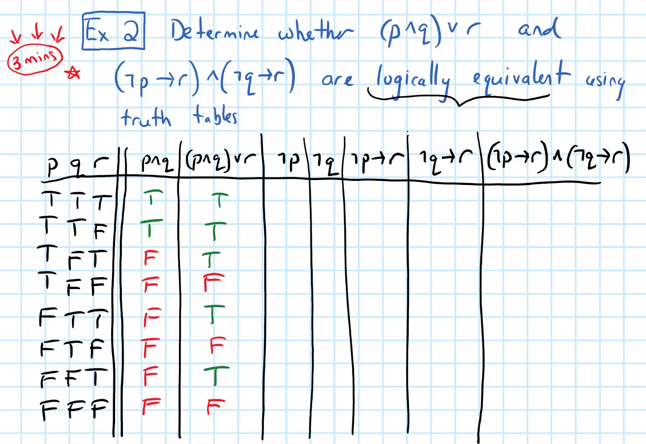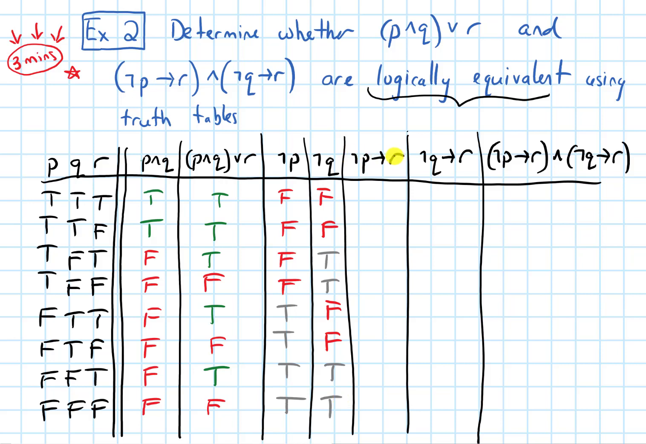Alrighty, so next let's do not P. So not P is going to be the opposite of P. So all these trues will become falses. These all become falses. And then all the falses become trues. Trues, trues, trues. And then not Q is going to be the opposite of Q. So the trues become falses. So we'll have falses here. We'll have some falses here. And then the falses become trues. So trues there, trues there.